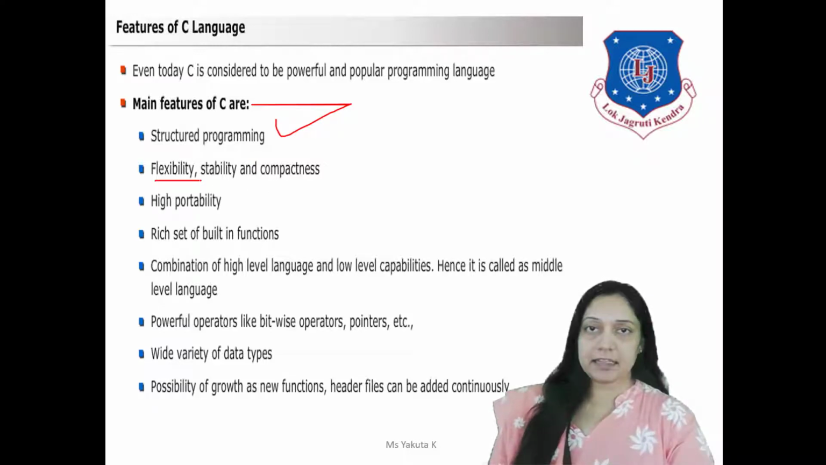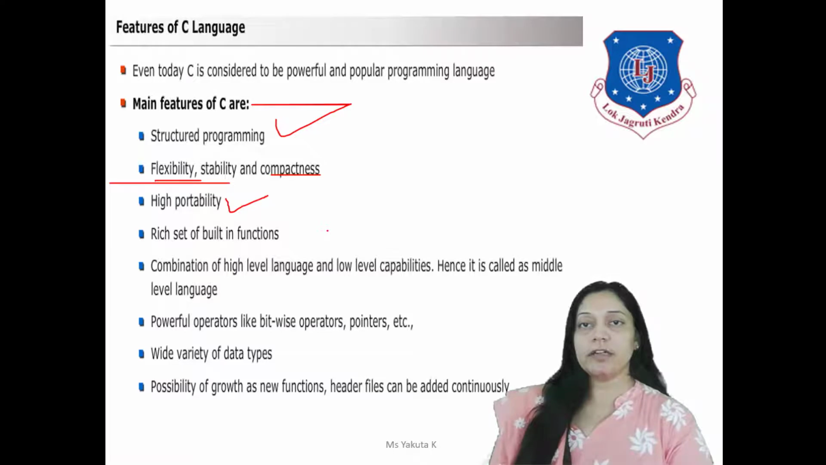Another is that it is flexible enough to modify your program, stable enough, and it is compact. Compared to machine level language or assembly language, C is a compact programming language. It has high portability. High portability means a C program written for one processor can be used on another processor with very few or minor changes. You can use a program written in one OS and shift it to another OS or processor with no changes or with few minor changes.